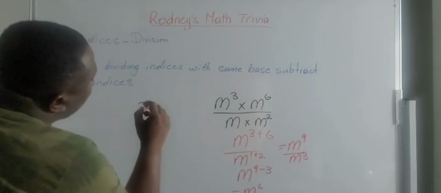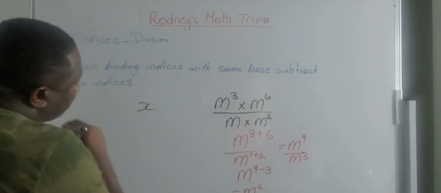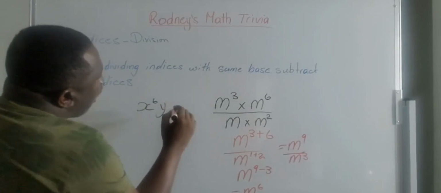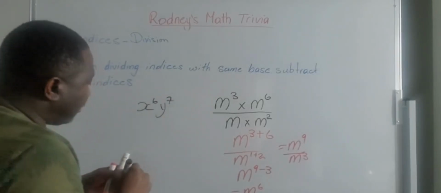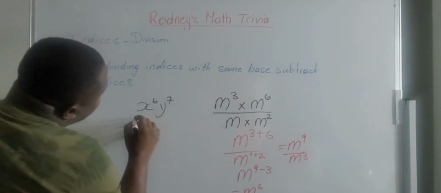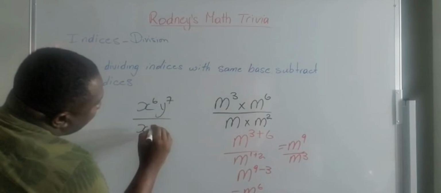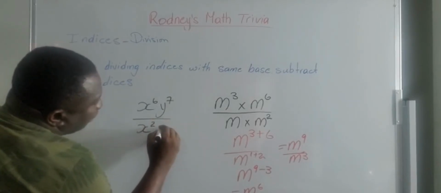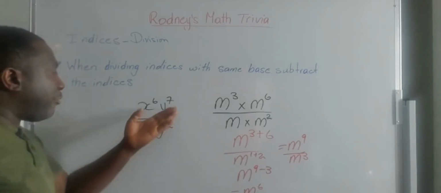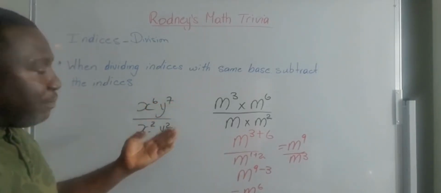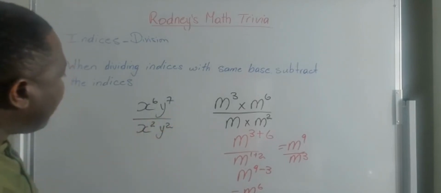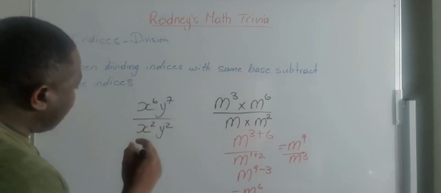And let us try another one, guys. x to the sixth, y to the seventh is being divided by x to the second, y to the second. So again, guys, we are performing division. The base being the same, we have to subtract the index of the denominator from that of the numerator.